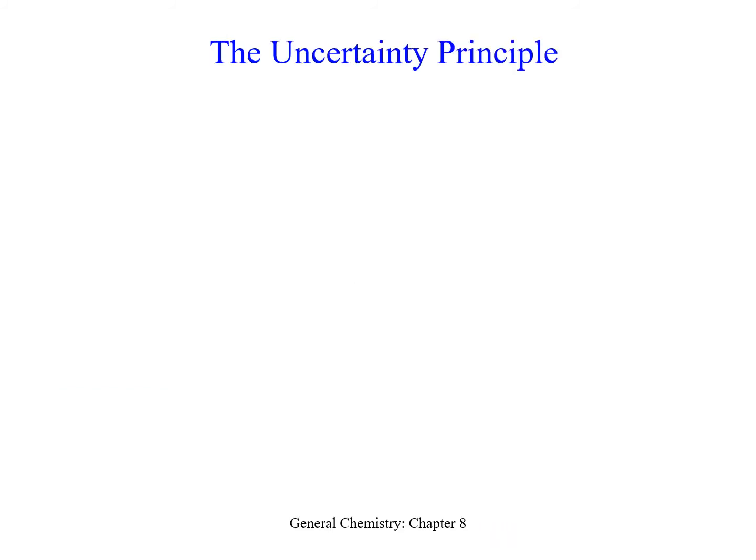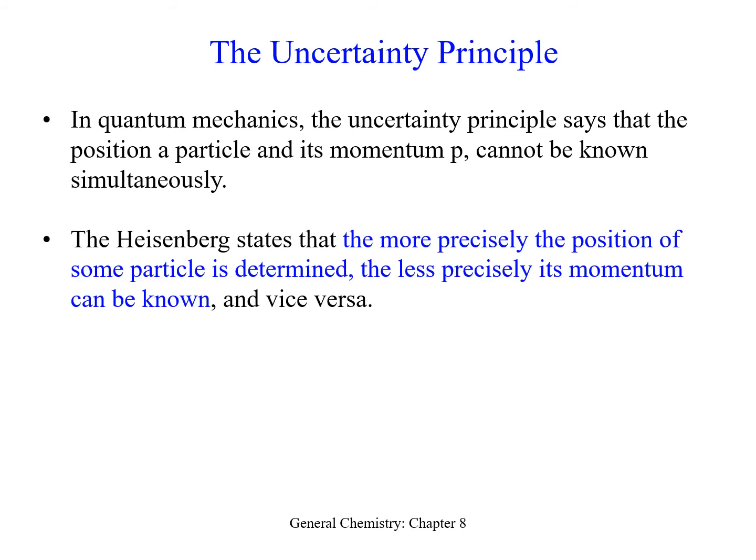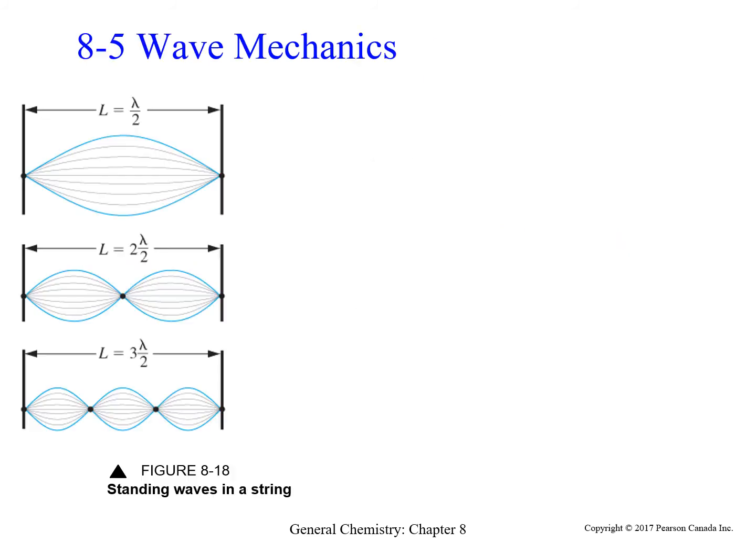So the uncertainty principle states that in quantum mechanics, the position of a particle and its momentum, p, cannot be known simultaneously. And so the Heisenberg uncertainty principle states that the more precisely the position of some particle is determined, and we're at the atomic level here, the less precisely its momentum can be known, and vice versa. And so that brings us to what we call wave mechanics, which becomes important when we talk about molecular orbital theory later on. But again, try to stay with the concepts.